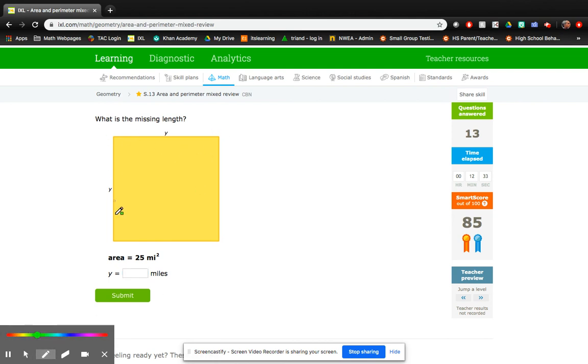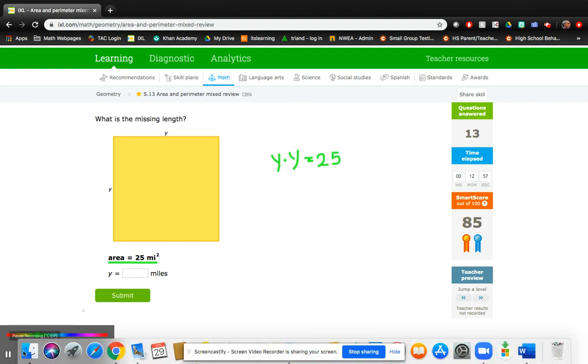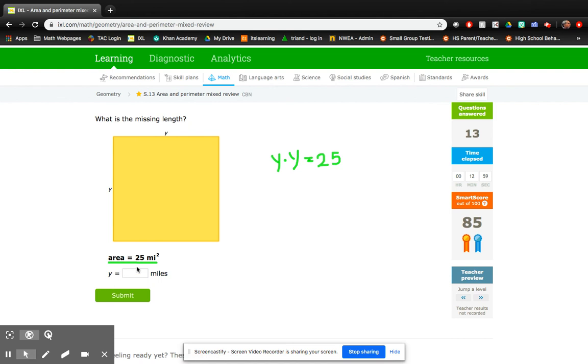Okay, we have a square here. I know that because y and y mean they're the same length. So I have 4 sides that are the same. I'm given area, and I want to find y. So I know that if I multiply y times y, I'm going to get 25. And so really you're just thinking in your head, like, what multiplies by itself to get 25? And I hope you're thinking 5.